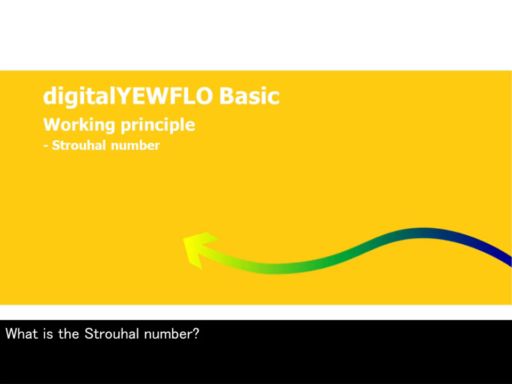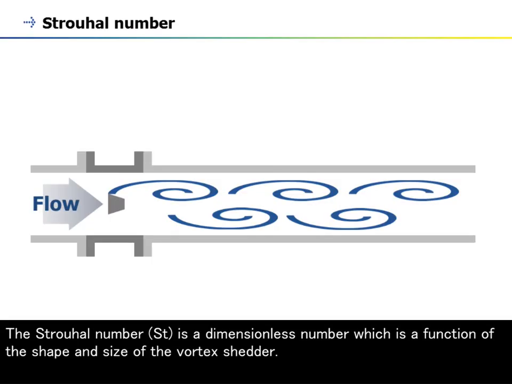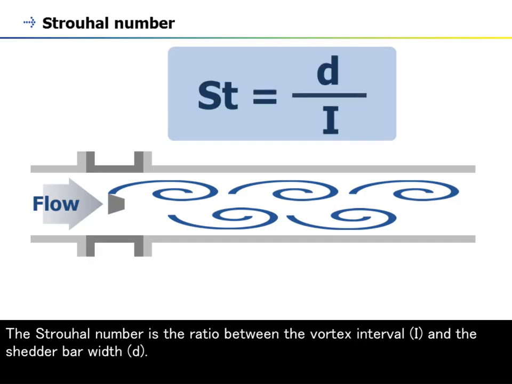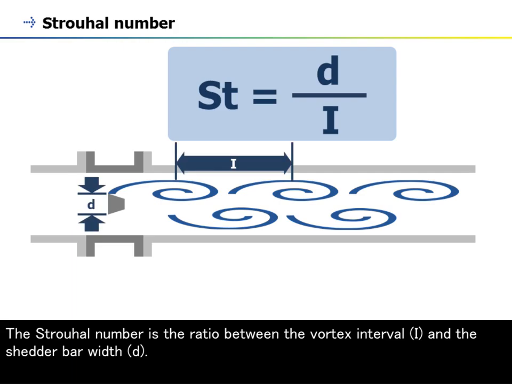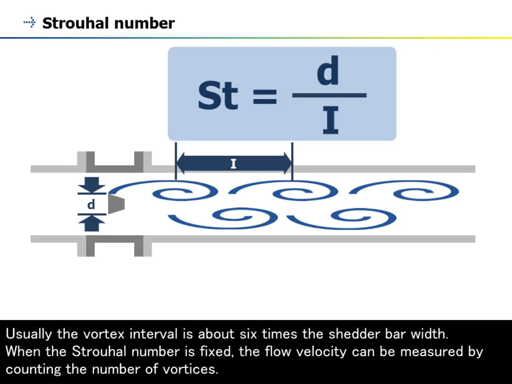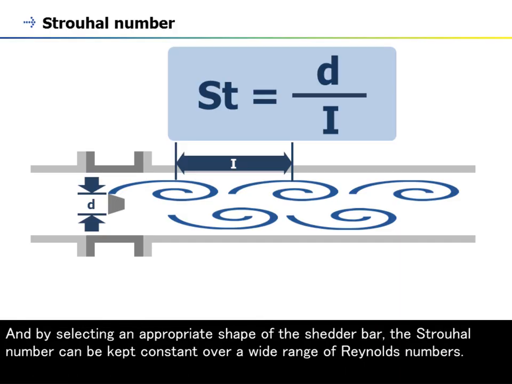What is the Strouhal number? The Strouhal number, St, is a dimensionless number which is a function of the shape and size of the vortex shedder. The Strouhal number is the ratio between the shedder bar width, D, and the vortex interval, I. Usually the vortex interval is about 6 times the shedder bar width. When the Strouhal number is fixed, the flow velocity can be measured by counting the number of vortices. And by selecting an appropriate shape of the shedder bar, the Strouhal number can be kept constant over a wide range of Reynolds numbers.